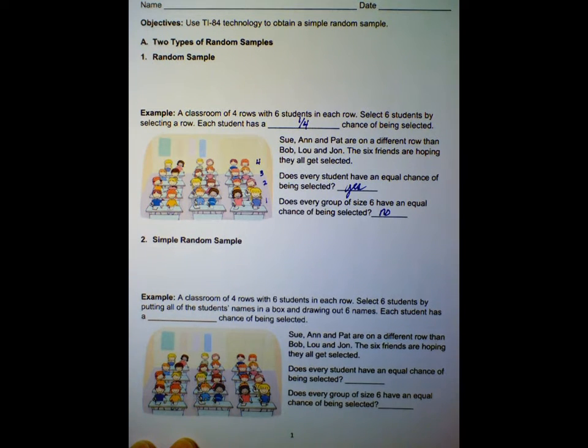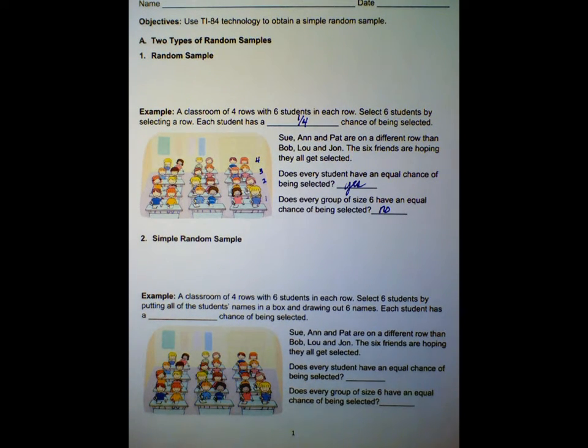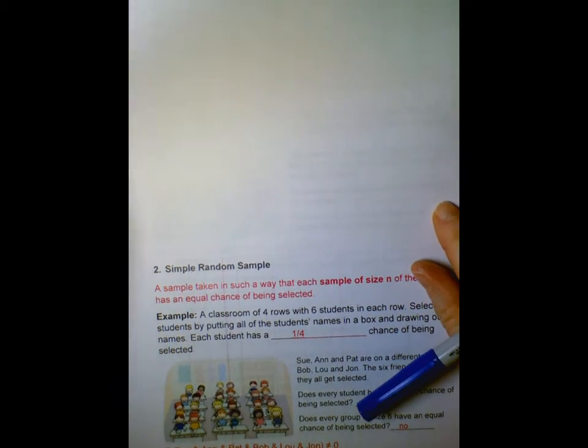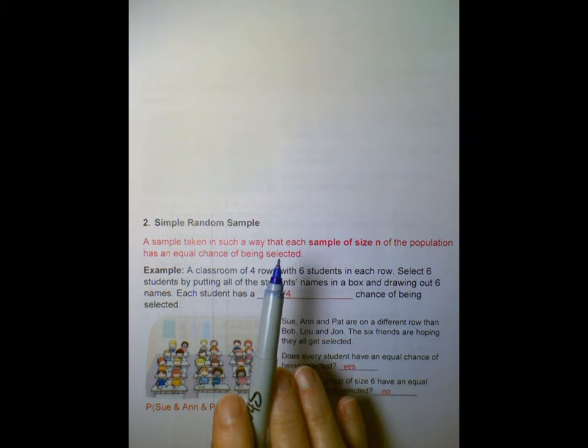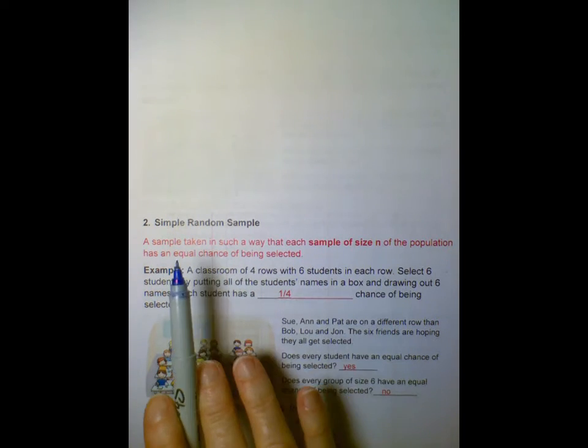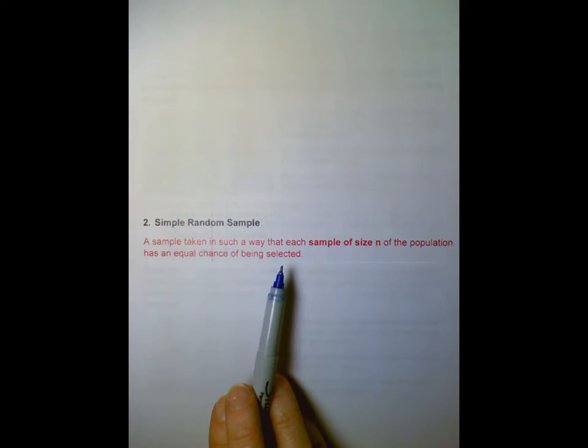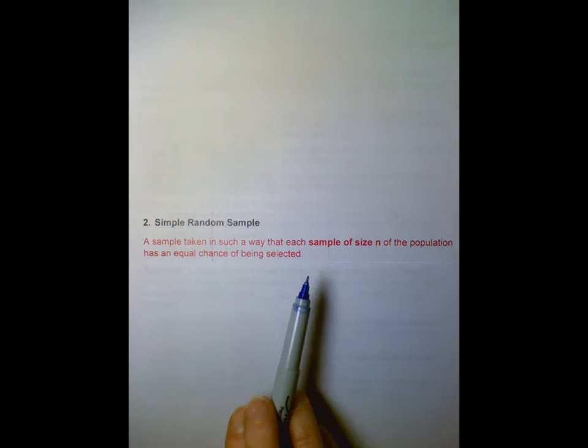Okay, we're going to contrast this with the definition of a simple random sample. Well, let's look at this definition. A simple random sample is taken in such a way that each sample of size n of the population has an equal chance of being selected. Each sample of size n in the population has an equal chance of being selected. Not just each member, but each possible sample, every group of 6 friends, for example.